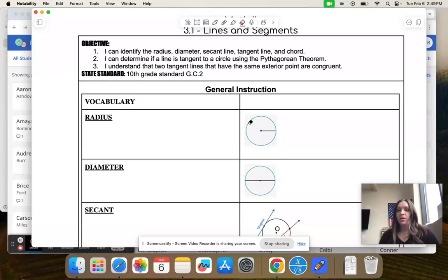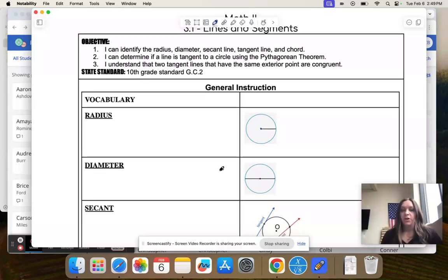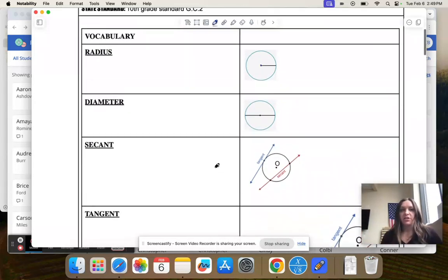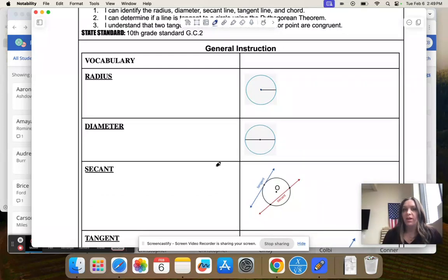Okay, 3.1, we need to start with vocabulary. There's a lot of vocabulary in geometry, and so you're going to see these words a lot in this section. So let's just review what they are.